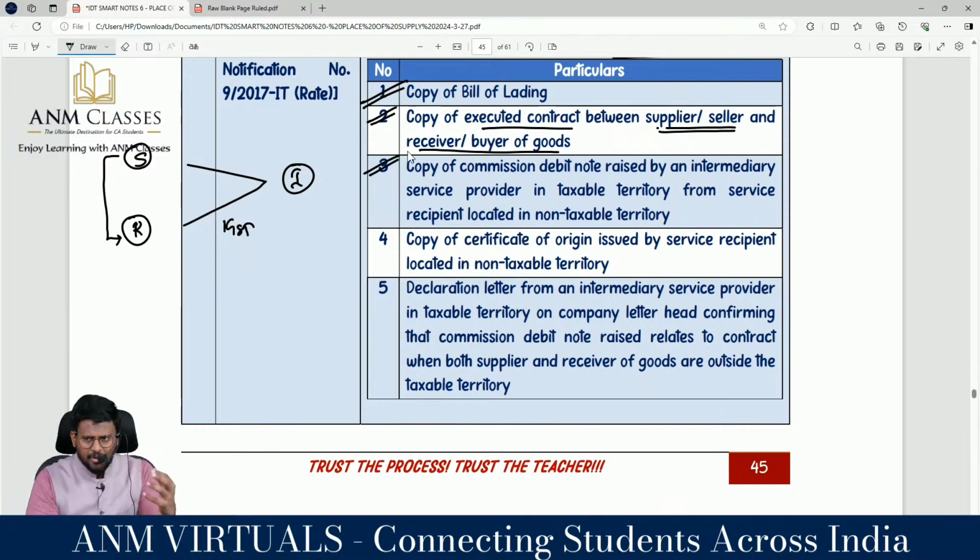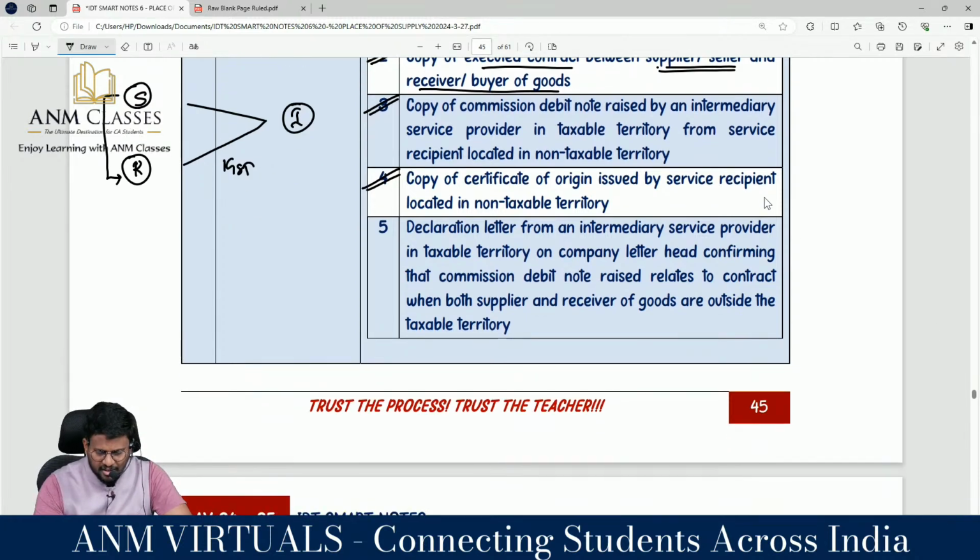For example, if I am situated in India, my purpose is to get the commission, correct? So I have to raise a document called a commission debit note, saying that I am entitled to get only commission. Number 4, copy of certificate of origin issued by the service recipient located in the non-taxable territory. The certificate of origin means these goods have originated from outside India and are received outside India.